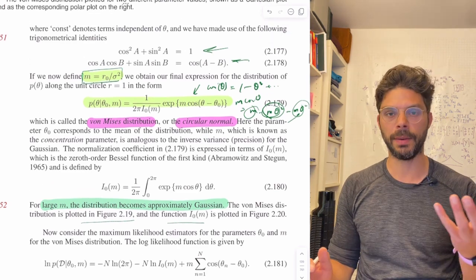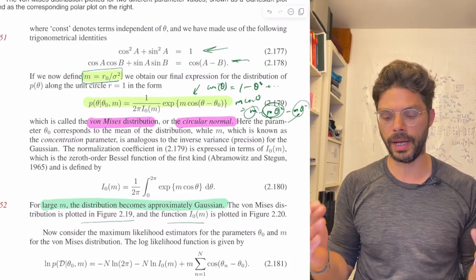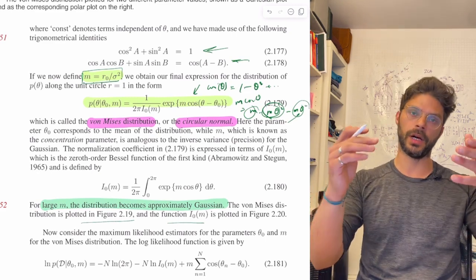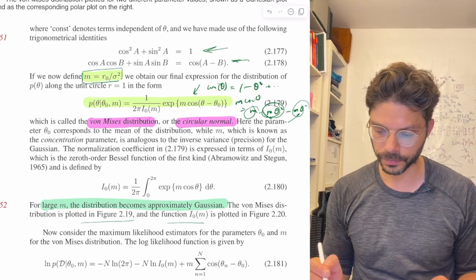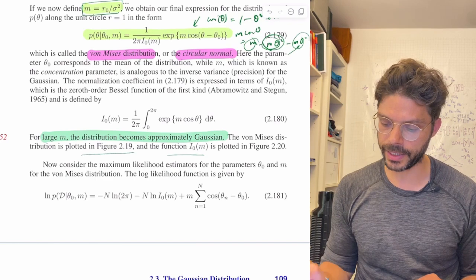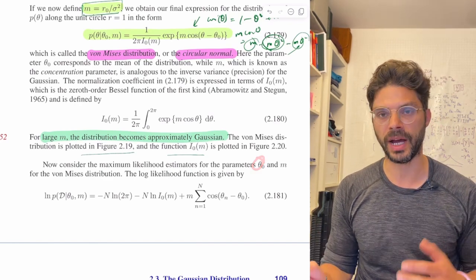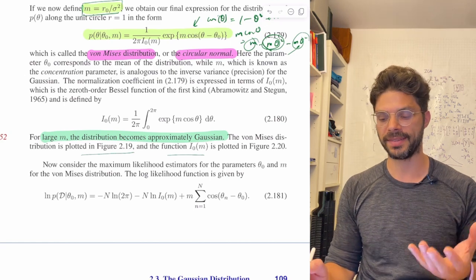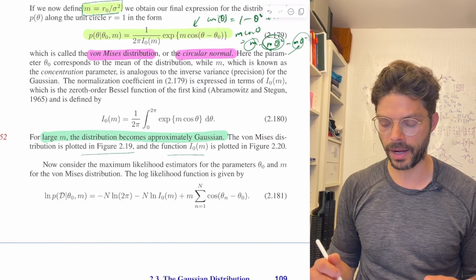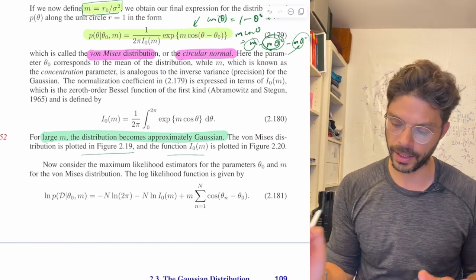So that was how we came up with the von Mises distribution: by conditioning our two-dimensional Gaussian on the unit circle. Good. Now let's consider the maximum likelihood estimate for theta naught and m. So now we have some data that we assume comes from this von Mises distribution, and we want to estimate theta naught and m.